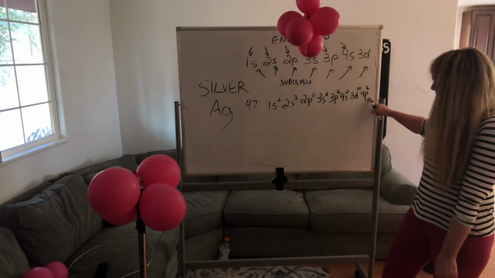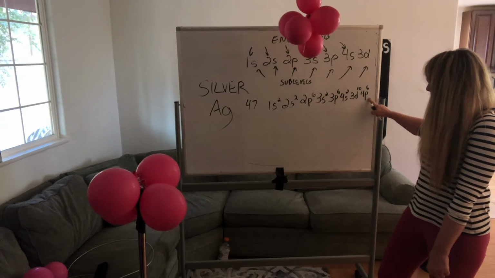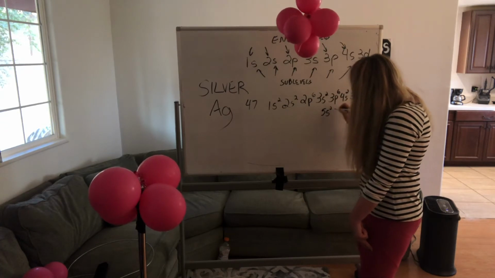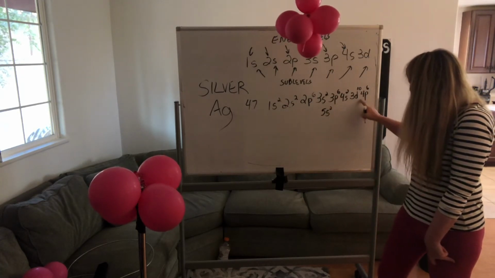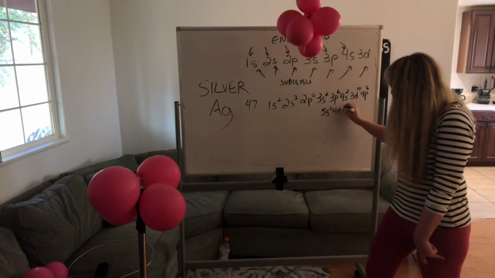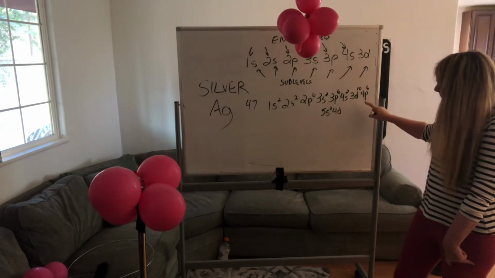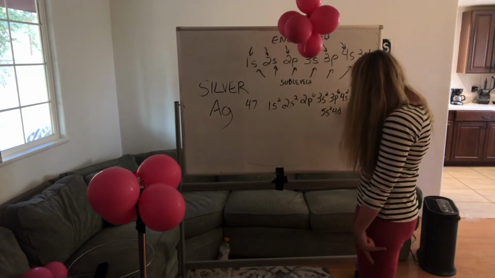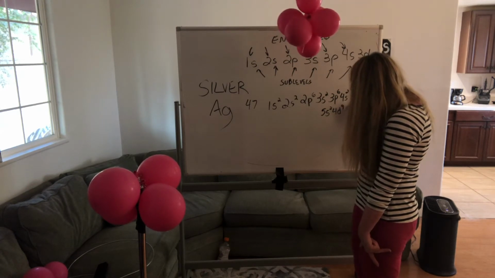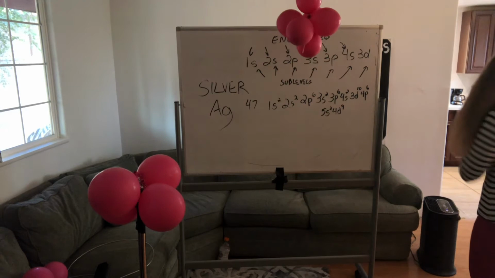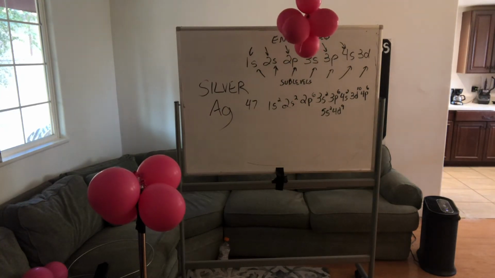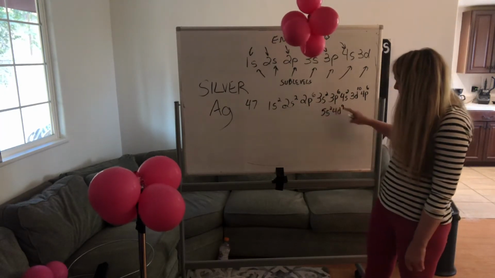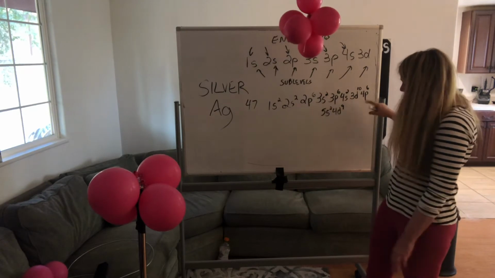Next thing, we're going to go to 5s. So that's 9 left now. And we're going back to 4d. And that can hold 10, right? But we don't have 10, we have 9. Here is the electron configuration of silver. You write this out, do it in one line, one row. Okay, I ran out of room here.